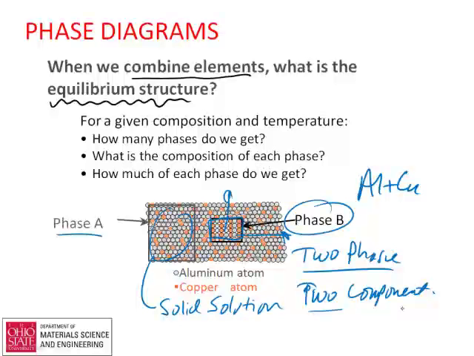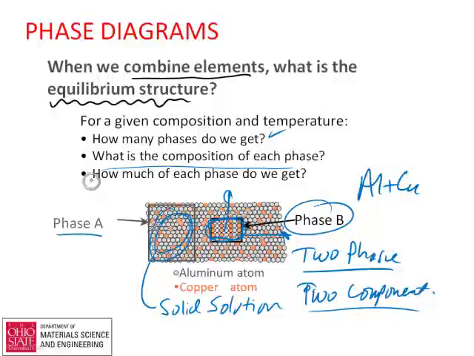So again, going back to the key questions we're going to answer: how many phases do we get? We see there's two in this picture. We'll see that in the phase diagram. What's the composition of each phase? Well, you can see on mole fraction, this one here is 50-50. You've got one aluminum atom for one copper atom. Here it's dominated by aluminum atoms. What does that look like? Maybe 80% copper, 20% aluminum.